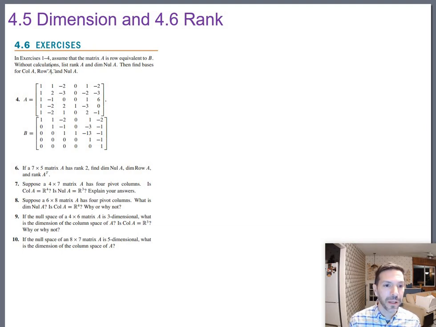So they want, without calculations, list the rank of A, which again, keep in mind is the dimension both of the column space and the row space. So they want the rank of A and also the dimension of the null space of A. Then they want bases for all three of those. So first of all, let's go through and just pick out the pivots. So there's one there, one there, one there, one there, and one there. So there are a whopping 5 pivots here.